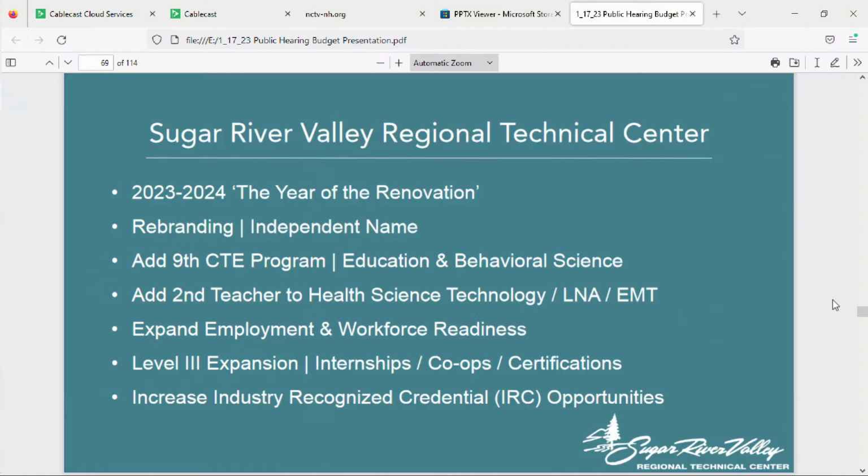We're looking to expand their internships, co-ops, and certifications, so anything to give our students who come out of a CTE program the edge. And of course, along those same lines, supporting our kids with earning industry-recognized credentials while here in high school, again making them look hopefully enticing to future employers.